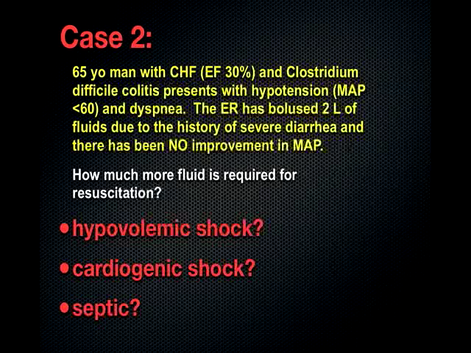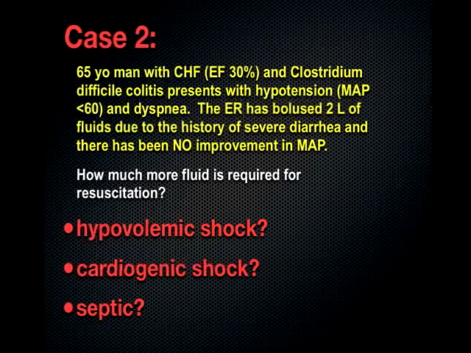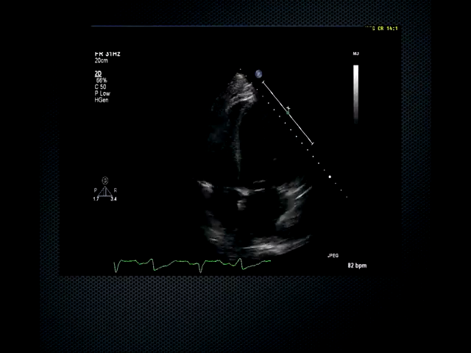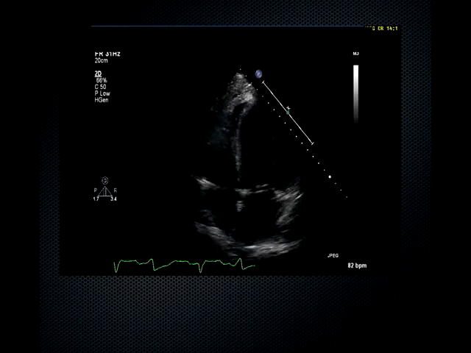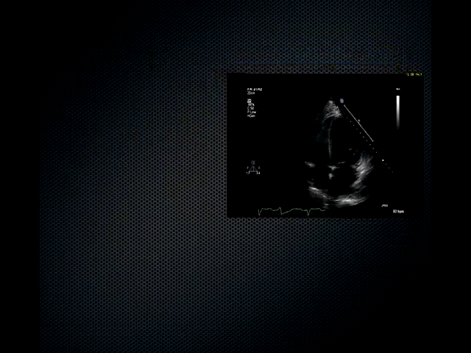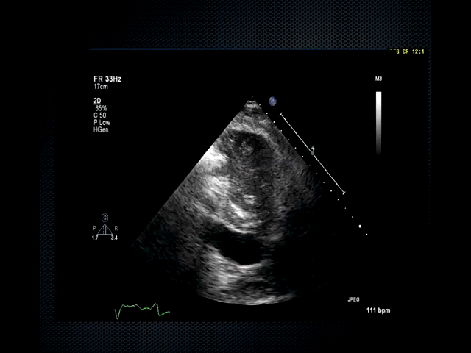Not knowing whether this is hypovolemic shock, septic shock, or cardiogenic shock, we said, hold on the fluids, we'll be right there. And what we did was we looked at his heart. You've seen this picture before. This was his 4-chamber dilated cardiomyopathy, and his inferior vena cava was rather plethoric.